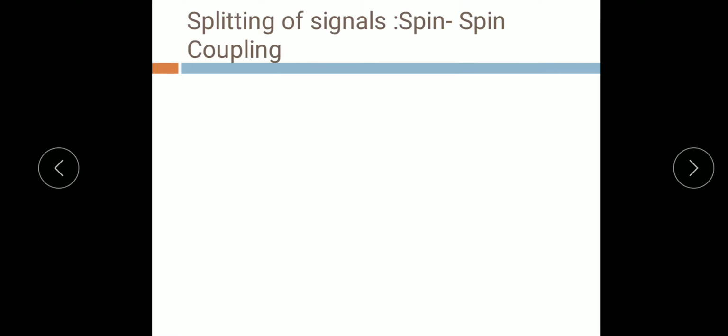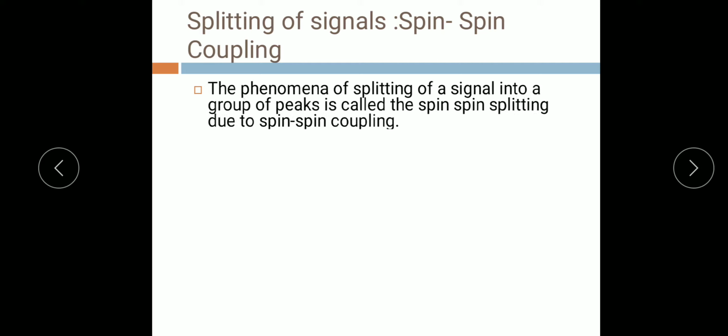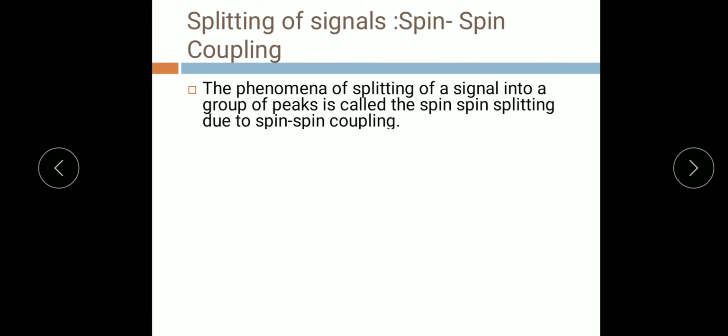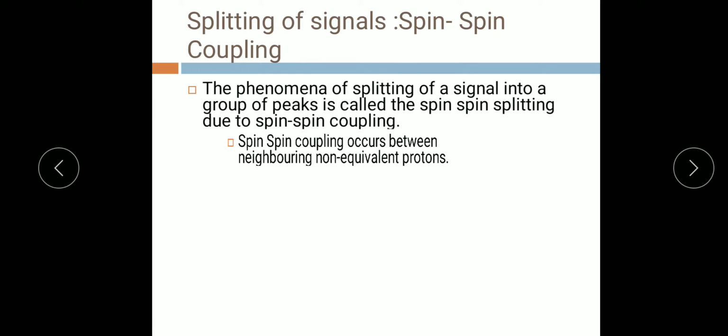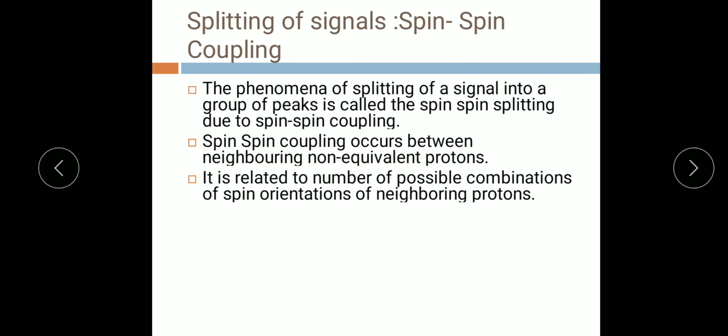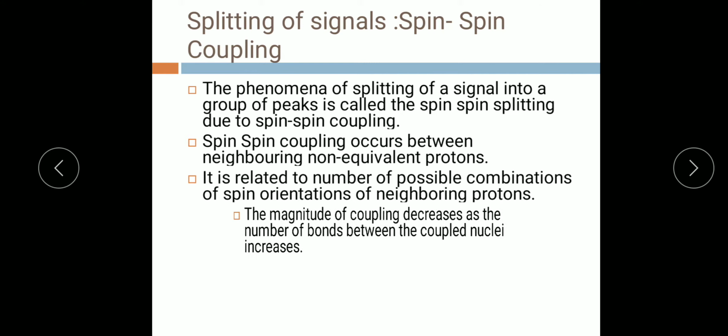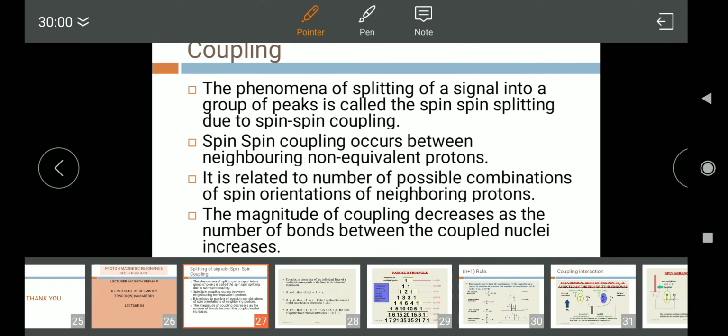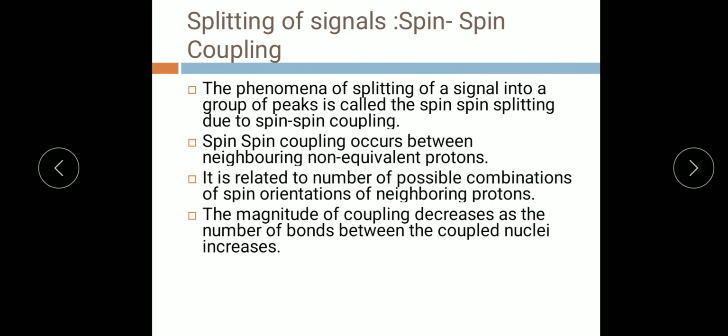So, if you go for the splitting of signals, what do you mean by splitting of signals? The phenomenon of splitting of a signal into a group of peaks is called spin splitting. This occurs due to the spin coupling. The spin coupling occurs between the neighboring non-equivalent protons. This is related to the possible combination of spin orientations of neighboring protons. The magnitude of coupling decreases as the number of bonds between the coupled nuclei increases.